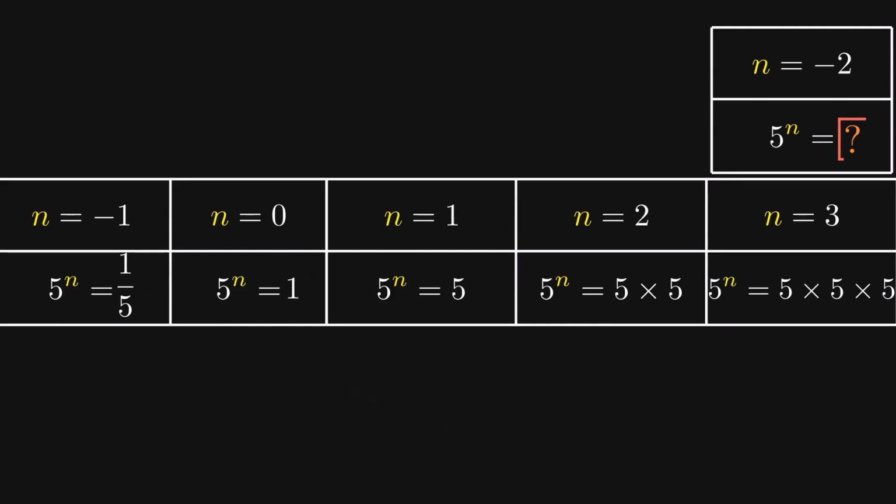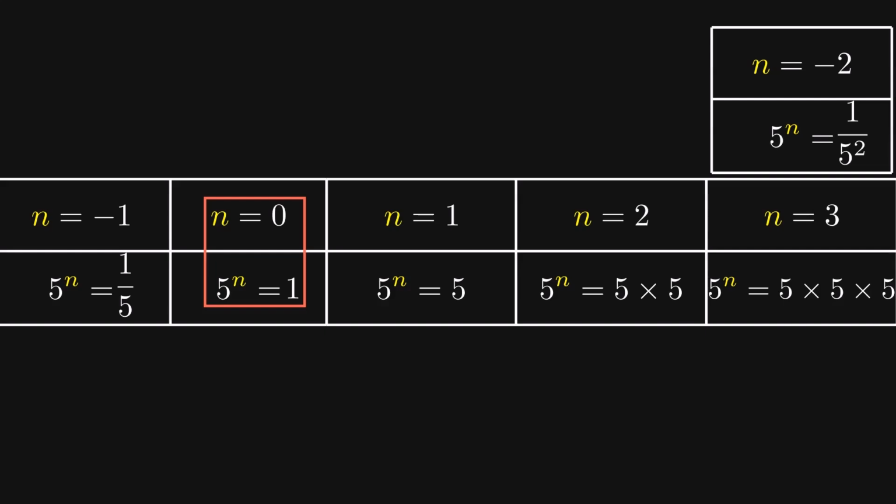And finally, to get this value, we divide the previous value by 5, which gives us 1 divided by 5 multiplied by 5, which we can simplify as 1 divided by 5 raised to the power of 2. So great, by following the pattern, we've now determined what happens when we raise 5 to the power of 0 and to negative exponents. Now let's focus on one key result.